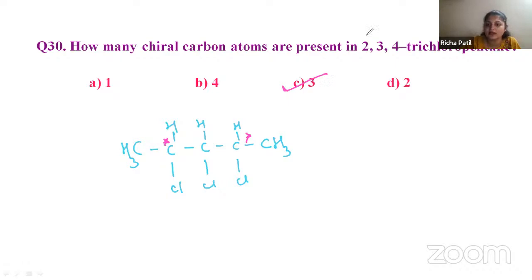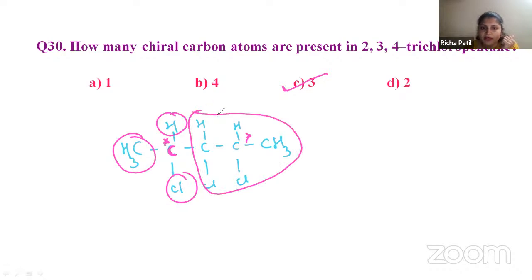What do you mean by a chiral carbon? Around the carbon atom, all the attached atoms should be different. Here, whatever the carbon, you can see the attached atoms should be different. So hydrogen is different, chlorine is different, CH3 is different. Around this carbon, you have to see the other atoms. So around the carbon atom, if there are 4 different atoms, then it is said to be chiral. So we'll go for the next question.